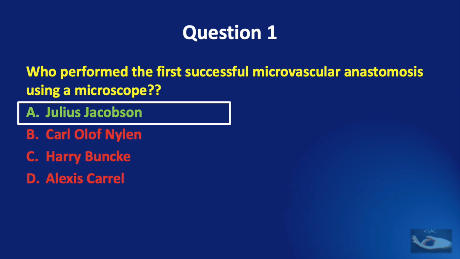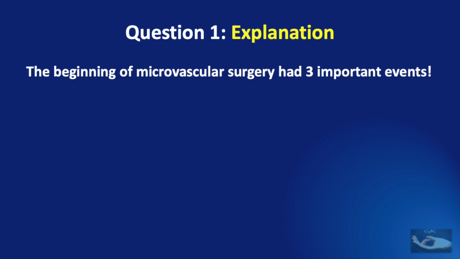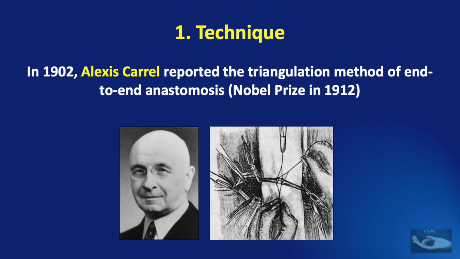And the correct answer is Julius Jacobson. The beginning of microvascular surgery had three important events. The first was the triangulation method of end-to-end anastomosis described by Alexis Carrel in 1902, and he won the Nobel Prize for this in 1912.